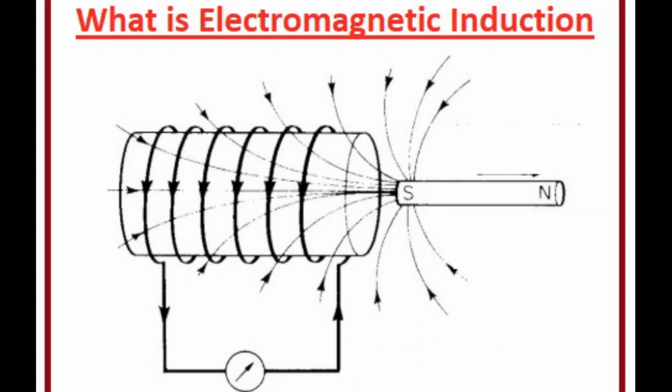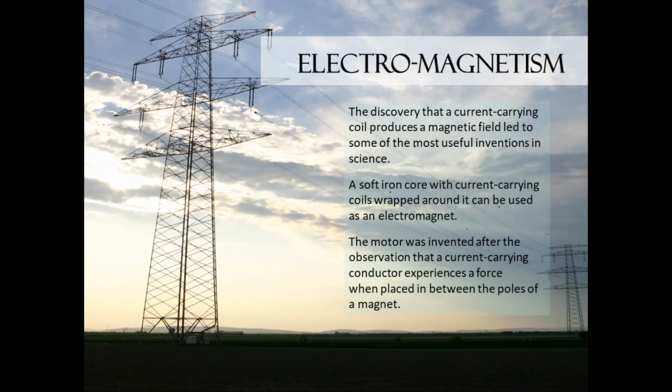Okay, so today we'll be learning about electromagnetic induction, or induced EMF as it is also known. So let's review some of the things that we have learned about already. We learned that when a current is passing through a wire, it produces a magnetic field, and this has led to some of the most useful inventions in science. In particular, last week we learned about the simple DC motor.